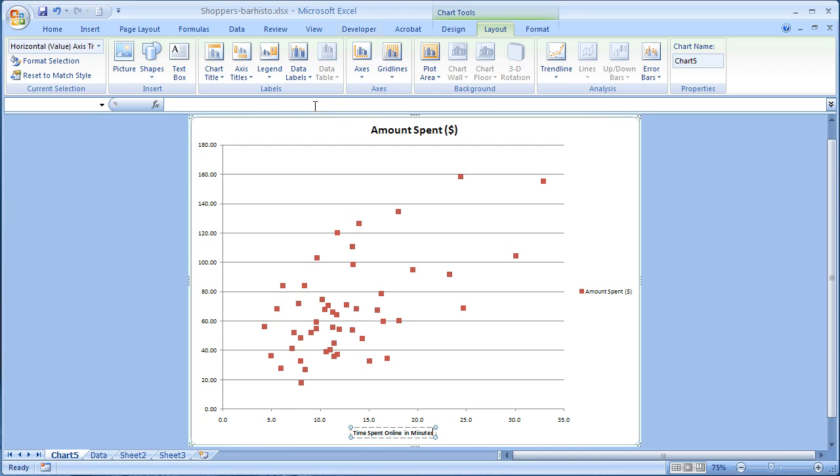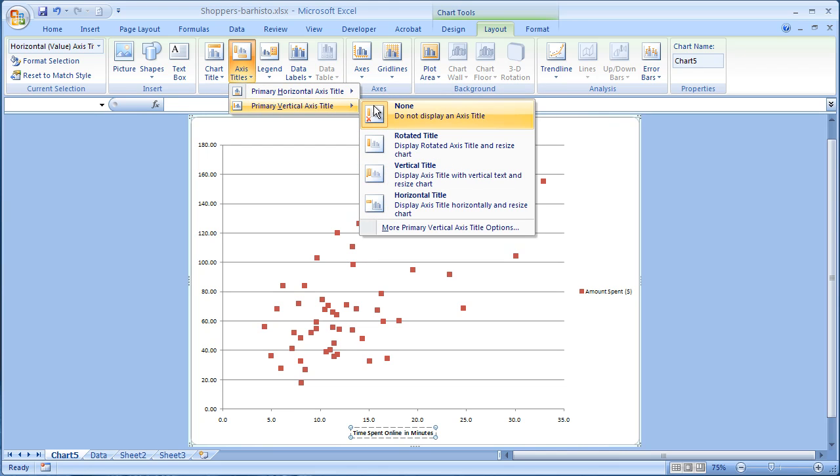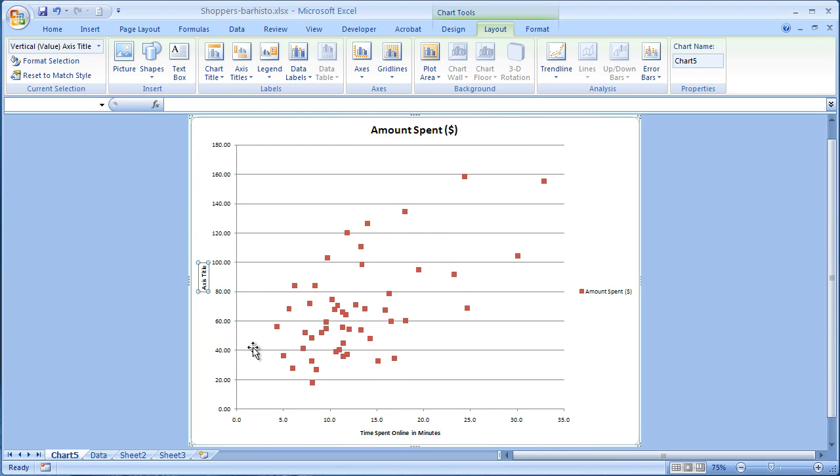Okay, similarly, let's put a vertical axis title here. Let's say amount spent in dollars. Okay, all right, I don't want to go through all the different options we have for changing appearances. You can do that by playing around with the Layout tab, okay?